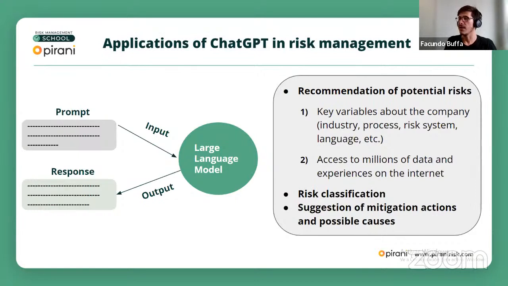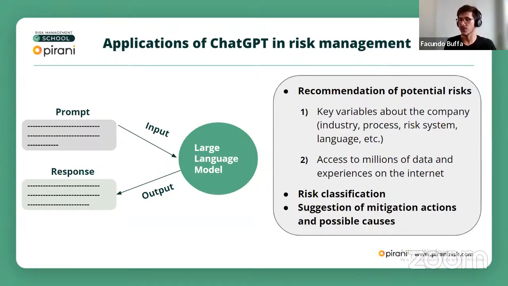But also, as I told you, this is one application, but we also have other ones. For example, risk classification. We can use this model to classify the risk into different categories. And another one that we are working on is to make suggestions of mitigation actions and possible causes of the risk. The idea is not only to recommend potential risk, but also to recommend actions to mitigate that risk and maybe possible causes. That's what we are working on.